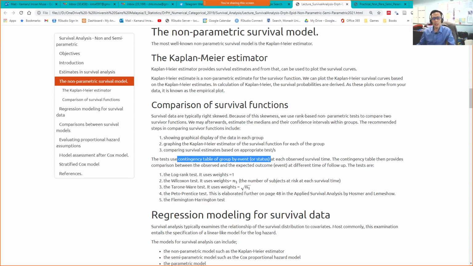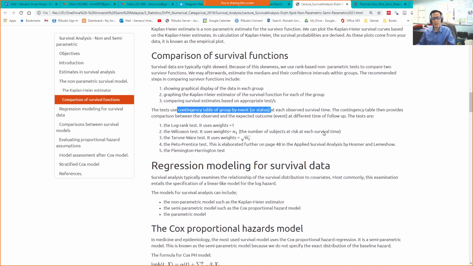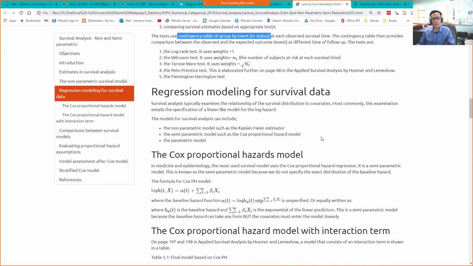Right. So remember, this is the non-parametric survival model, and we use the Kaplan-Meier estimator. So this is maybe one of the earliest survival analysis models. And after that, more advanced models. So we move to regression modeling for survival data, where in regression modeling we can examine more about the relationship of the survival distribution with the covariates.